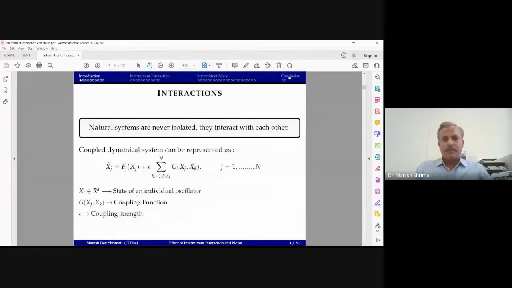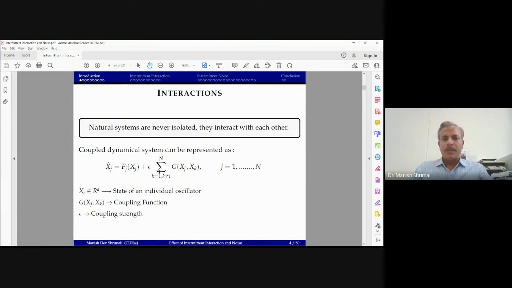If you look at dynamical systems, most of the time we see that they cannot be considered as isolated units. They have to have an interaction with the surrounding units. One can represent the coupled dynamical system with a set of first order differential equations with the function f of x, which represents the internal dynamics of the system, and then you have a coupling function g, with the coupling strength epsilon.